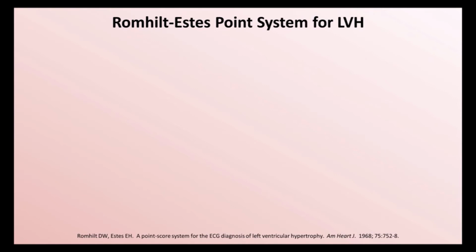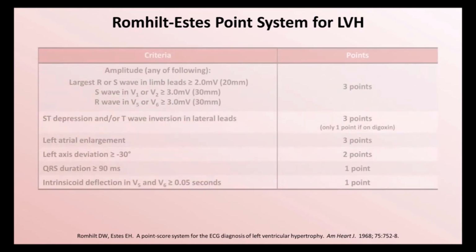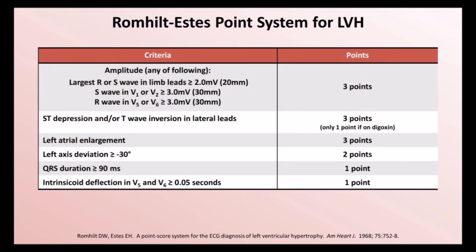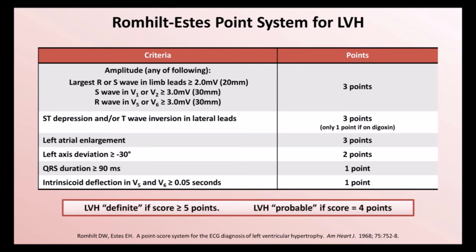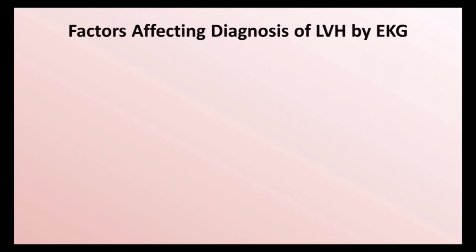Findings can be present in patients with true LVH. Romhilt and Estes developed a point system. As you can see, various features on the EKG are given either 1, 2, or 3 points. If the total score is 5 or more, they suggest that LVH was essentially definite, while if the score is 4, LVH was probable. Finally, there are some additional factors affecting the diagnosis of LVH by EKG.